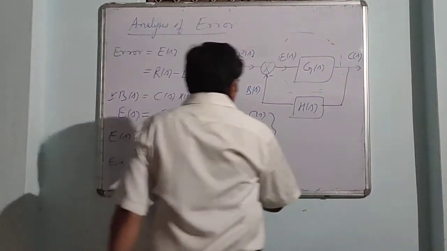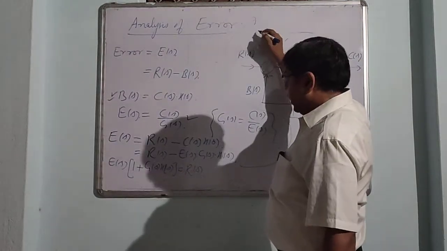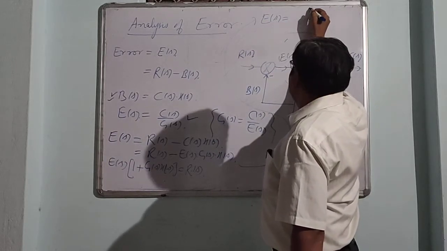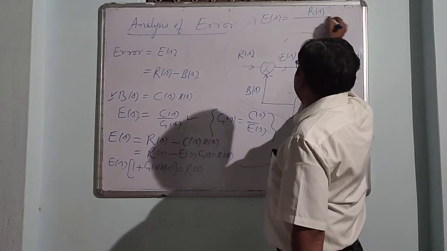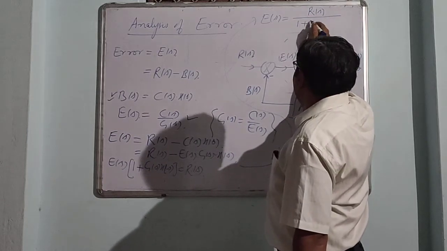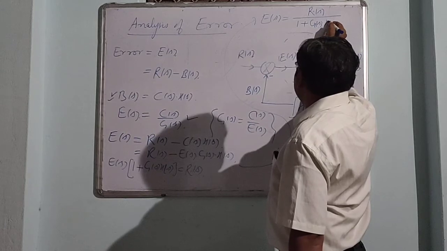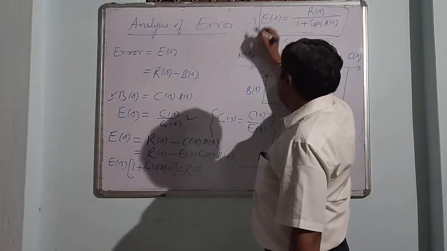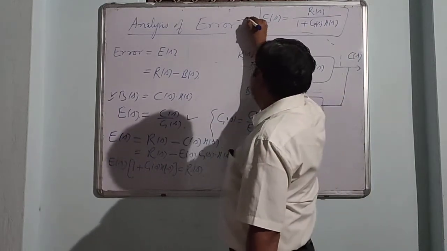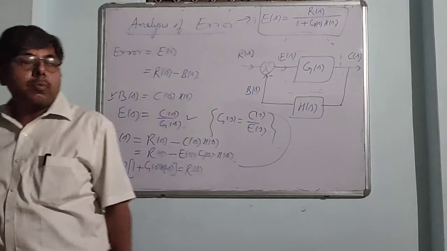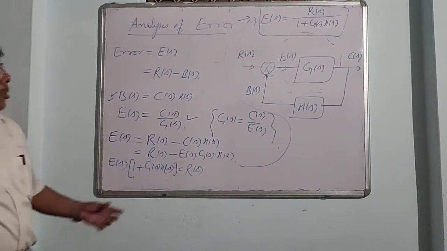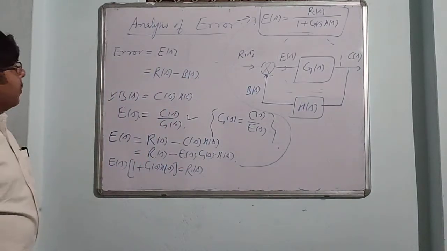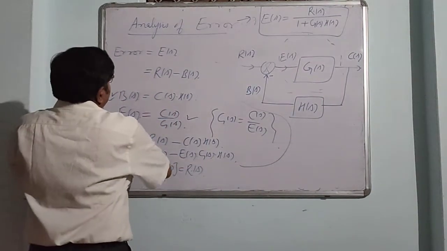So from here you can write the steady state error is given by R(s) divided by 1 plus G(s)H(s). So this is the final expression for error. Any error can be obtained by using this relation. Okay. So this is the general relation for error.